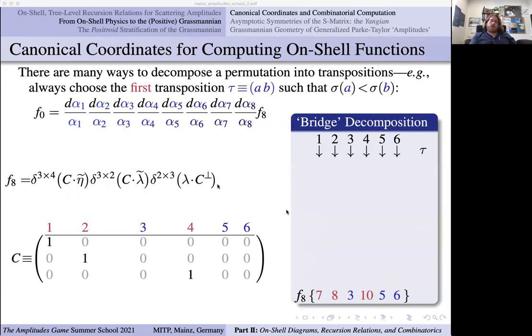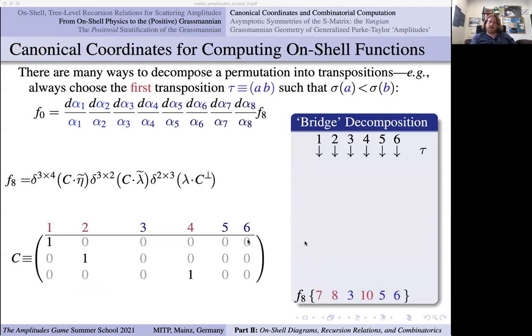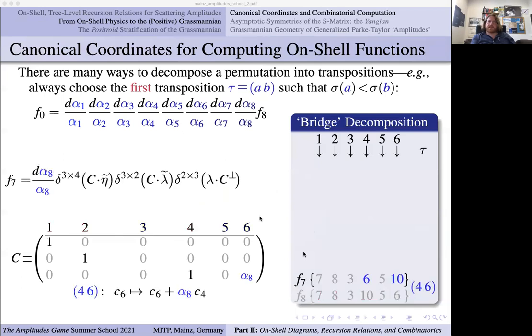Anyway, when you work out how adding a bridge affects this matrix in terms of shifting the lambdas and lambda tildes, what you see is that the matrix shifts in a very simple way. Adding a bridge between legs 4 and 6, which is, remember, white to blue, shifts column 6 by this variable times what column 4 used to be. So what column 6 used to be maps to itself plus alpha 8 in this case times column 4. So the new matrix, this would be F7. F7 has this matrix attached to it.